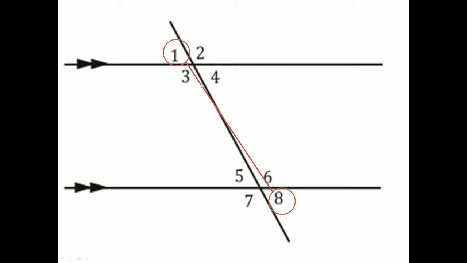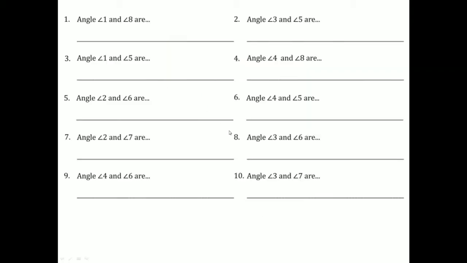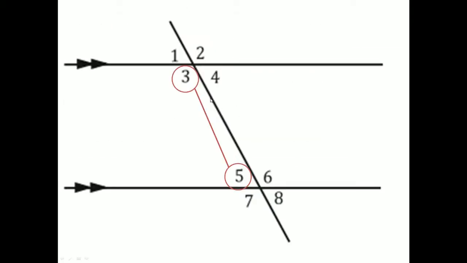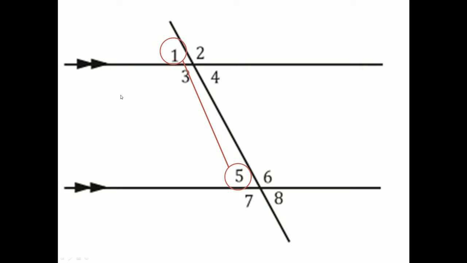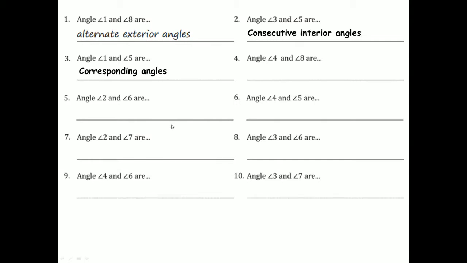Alright, number 1, 3 and 8. Do you see how it's across from each other and it's on the outside? So we call that the alternate exterior angle. Okay? Next, we have 3 and 5. Those are on the inside, right? So we call those your consecutive interior angles. Then 1 and 5. That looks like they're in the same spot, so that's your corresponding angle.